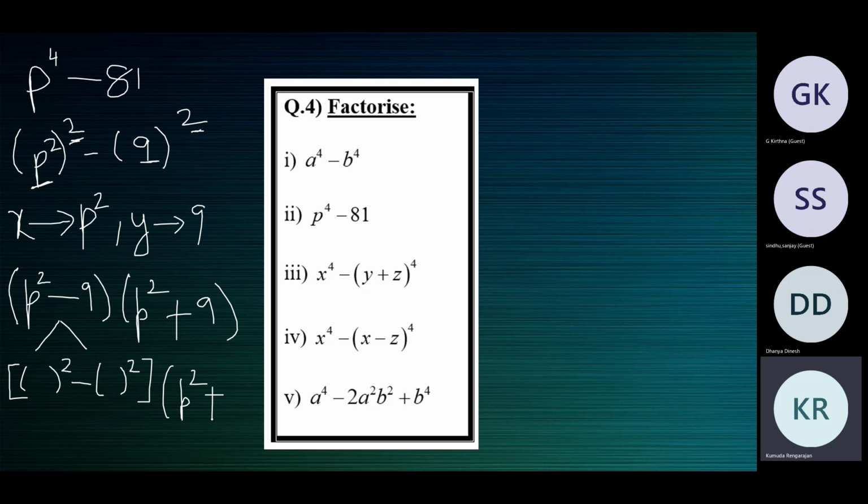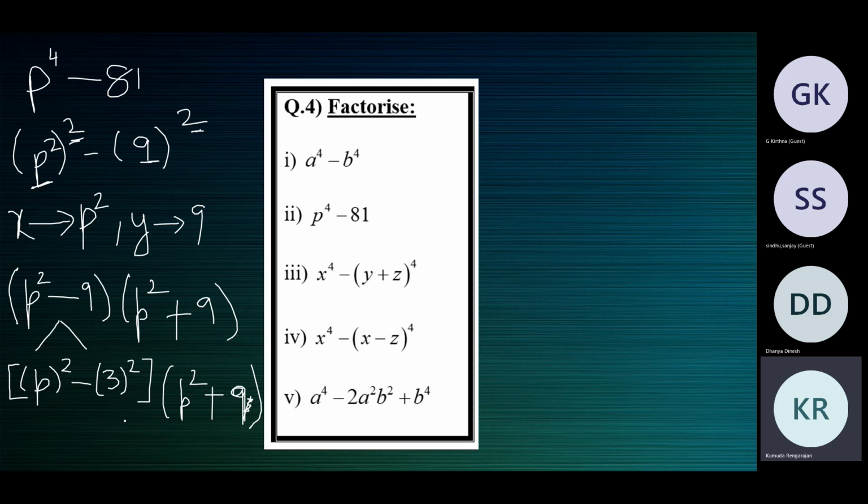Remember, when it's a positive sign, there are two perfect squares. Oh, this is 9, sorry, not q, 9. When there are two perfect squares connected with a plus sign, you cannot factorize ahead. See, p square and 9, both are perfect squares. p square is p the whole square. 9 is 3 the whole square.